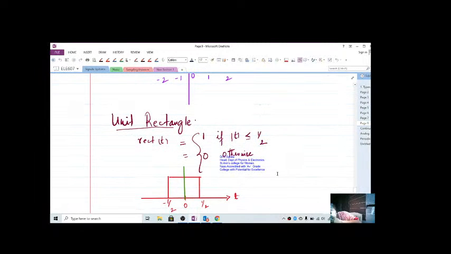The unit rectangle is a very popular one, and you represent this as rect of t. This is 1 only for a very short interval of time, between minus half and plus half, where its magnitude is 1. For the rest of the time period, it is 0. So this is about this.